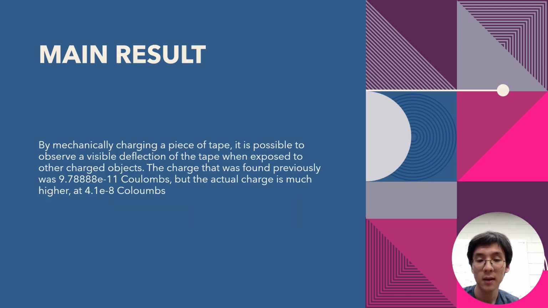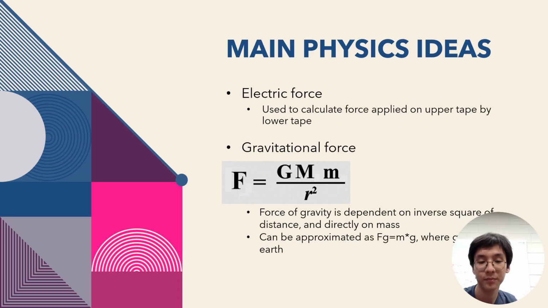The main result that was observed in this lab is that by mechanically charging a piece of tape, it is possible to observe a visible deflection of the tape when exposed to other charged objects. The charge that was found previously was about 9.8 times 10 to the negative 11th coulombs, but the actual charge is much higher at 4.1 times 10 to the negative 8th coulombs.